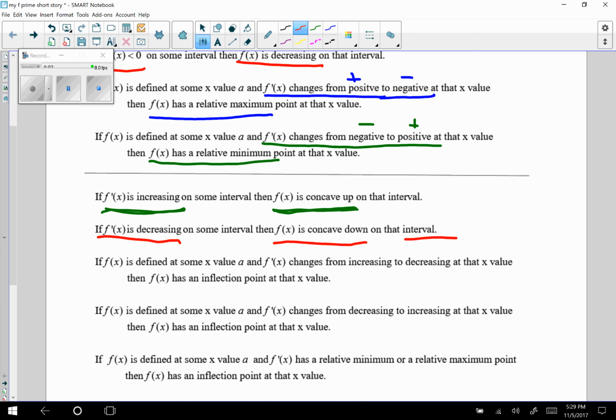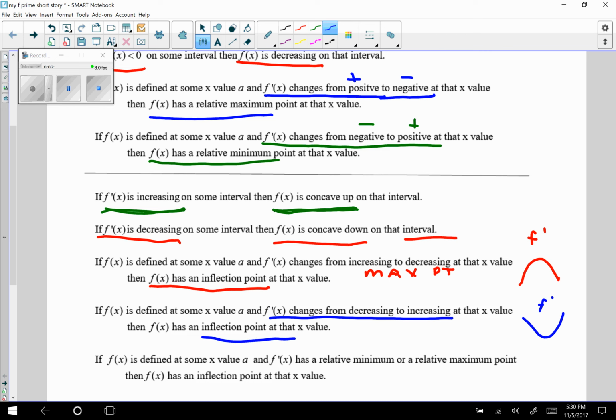The other very nice thing about being given the graph of f prime is if the graph of f prime changes from increasing to decreasing, that is, if f prime has a maximum point, then f has an inflection point at that x value. In like manner, if f prime goes from decreasing to increasing, f has an inflection point.